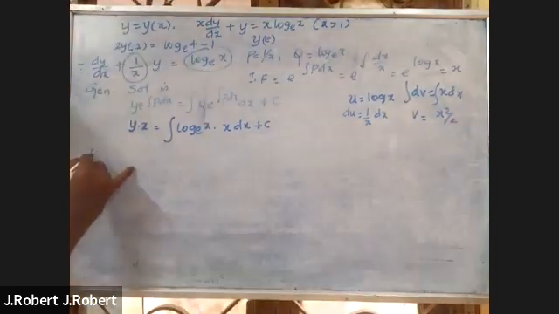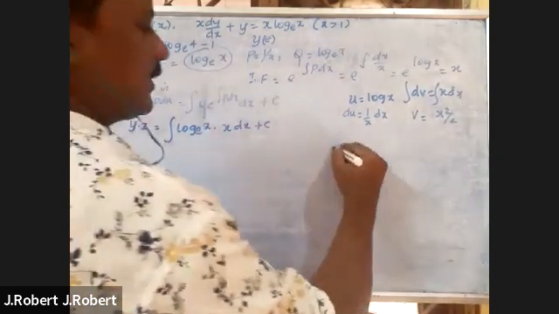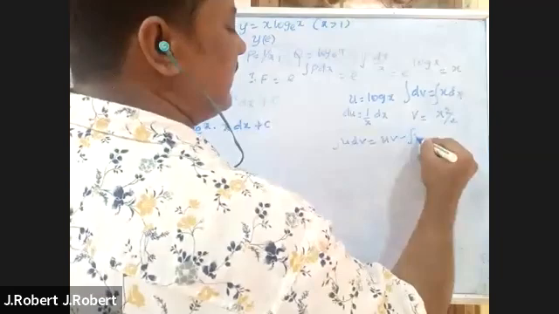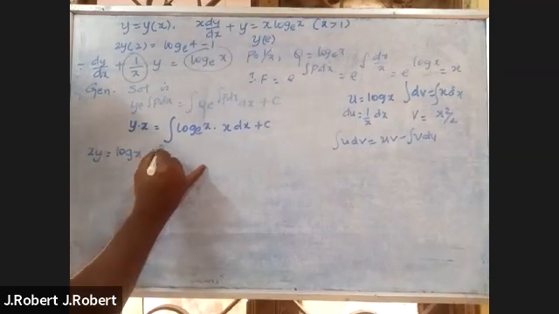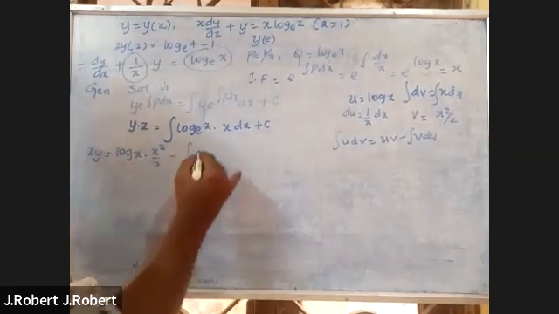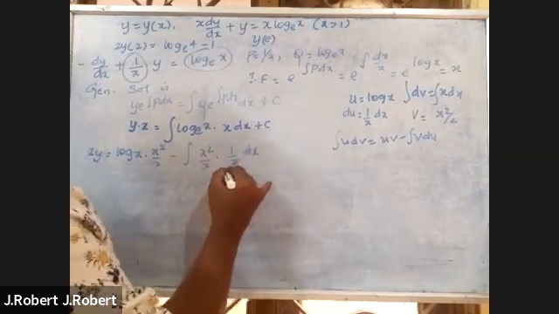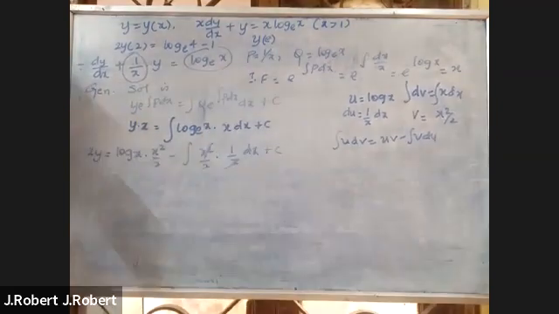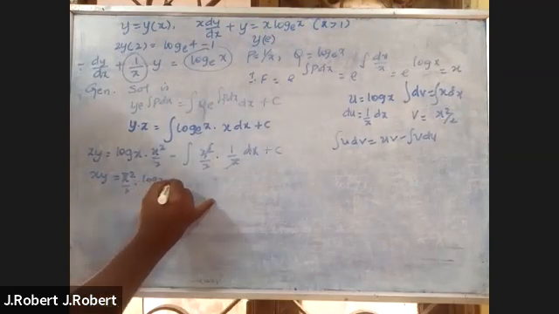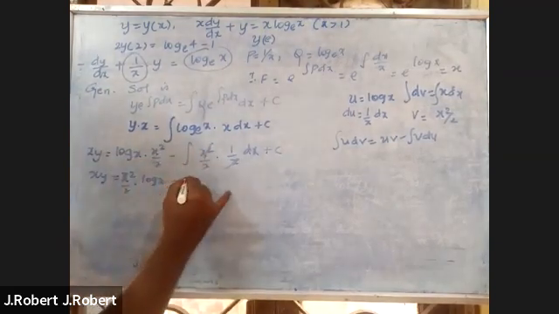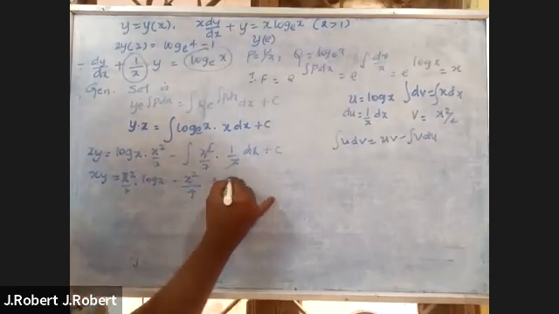Now I can write x into y, xy equals to u into v. The formula for integration by parts: integral u dv equals to uv minus integral v du. u is log x, your v is x square by 2, minus integral v du. Your v is equals to x square by 2, your du is equals to 1 by x into dx. x cancels, plus c. Therefore xy is equals to x square by 2 into log x minus, simply integral of x by 2 dx, x square by 2, already 2 is there, 4, plus c.